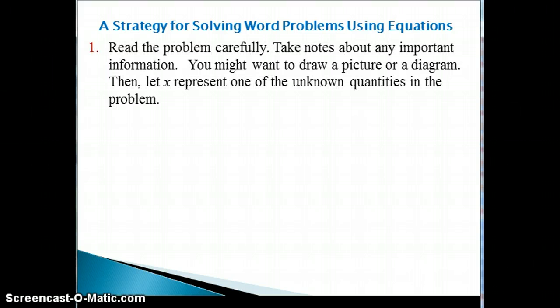The first step is to read the problem carefully. For geometry problems in particular, it's usually helpful to draw a picture or diagram to help you understand the problem better. Then let x, or any variable, represent one of the unknown quantities.